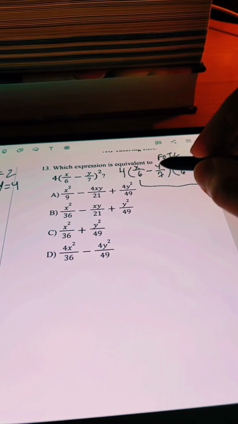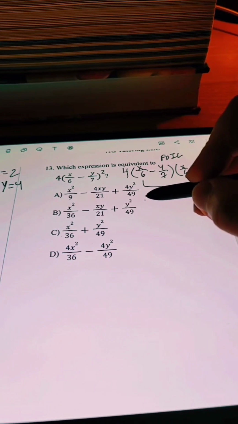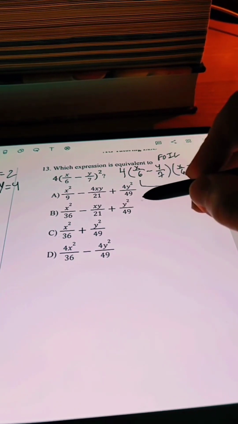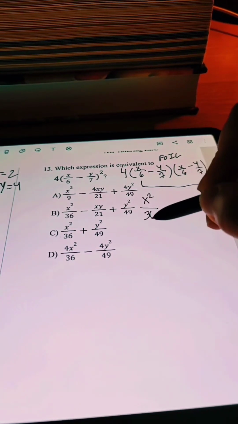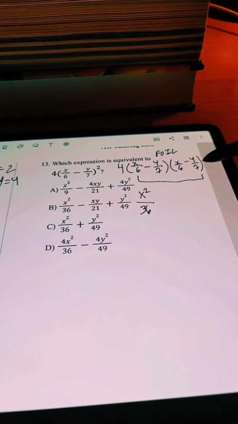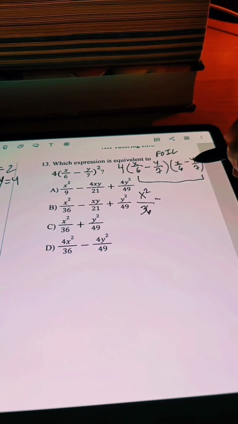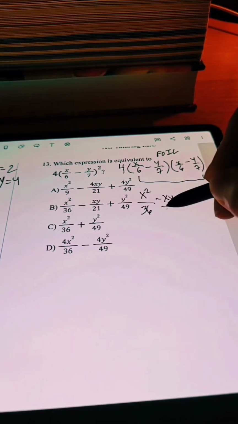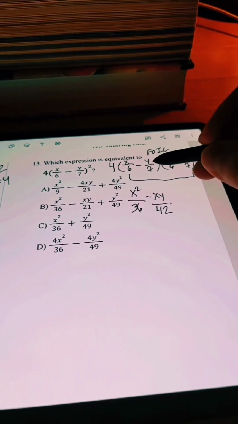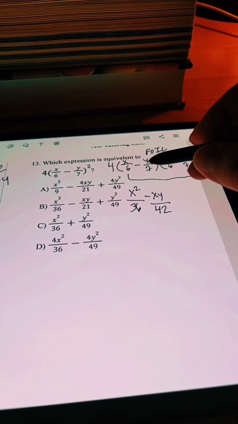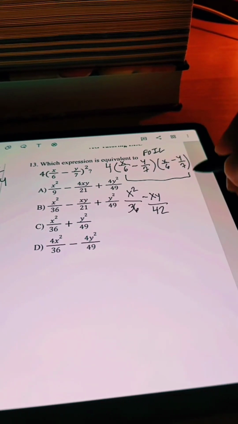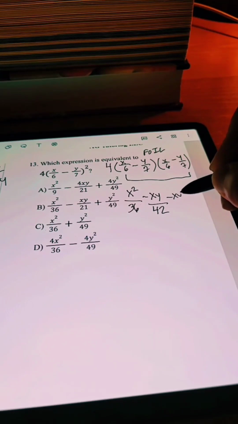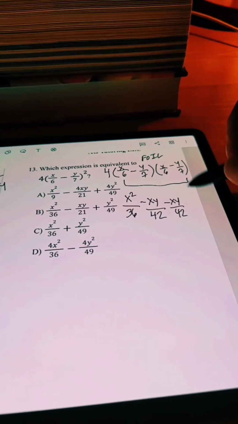So I'm going to do F stands for I'm multiplying the first things together, so x over 6 times x over 6, which is x squared over 36. And then O stands for the outer thing, so that's going to be negative y over 7 times x over 6, so negative xy over 42. And then the inside, that's what I stands for, so negative y over 7 times x over 6, so negative xy over 42.